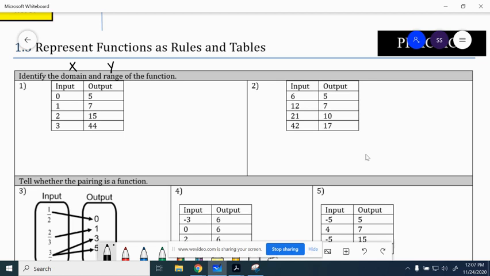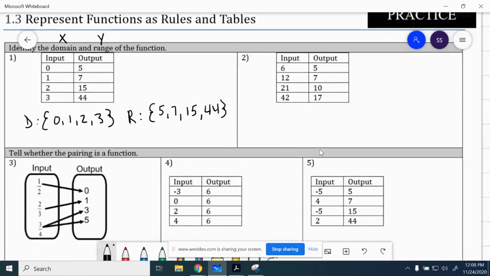So for domain, we just need to list the x values, which is on this side here. So we're going to do our little squiggly brackets that represents a number set. So we got 0, 1, 2, and 3. And our range is going to be the outputs, the y values. So we got 5, 7, 15, and 44. And that's it. You guys can do number 2.